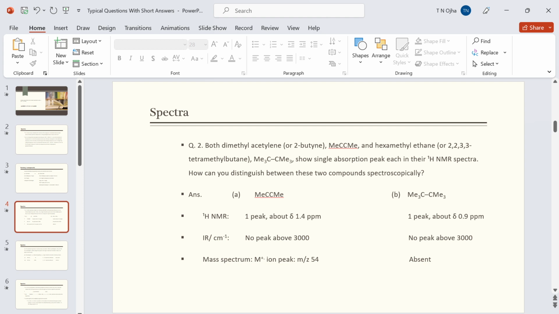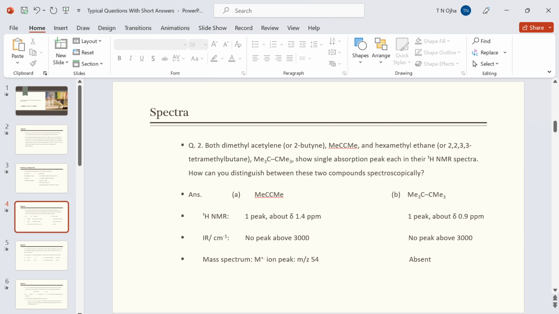Question number 2. Both dimethylacetylene or 2-butyne and 2,2,3,3-tetramethylbutane show a single NMR absorption. So we have to see how we can distinguish between these compounds based on spectroscopic data. Let us proceed.